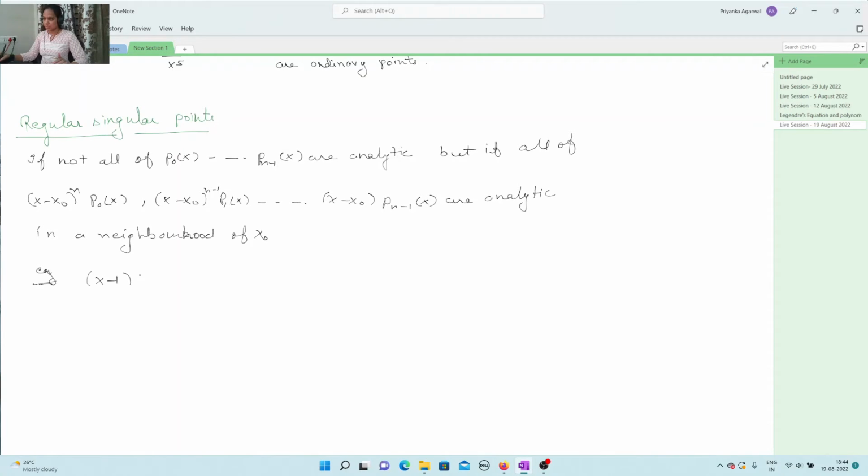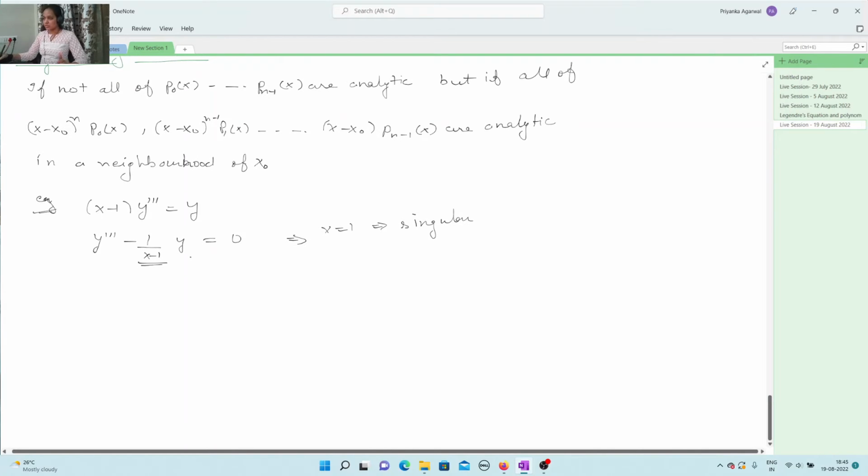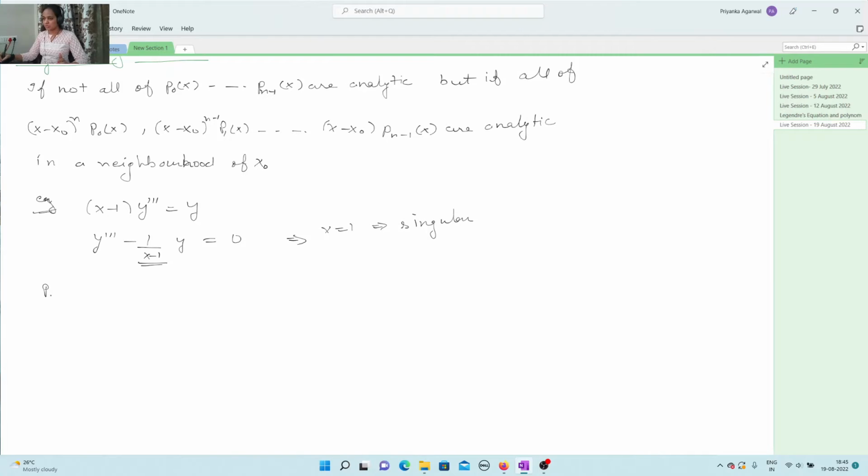(x minus 1) y''' equals y. So in standard form it will be y''' minus 1 over (x minus 1) y equals 0. So clearly, x equals 1 is a singular point. Now we have to check whether this is regular singular or not. This coefficient will be P0, which is minus 1 over (x minus 1). For P0, what we have to check is (x minus x0) to the power n. Here x0 will be 1 because we are checking regularity around this particular singularity.